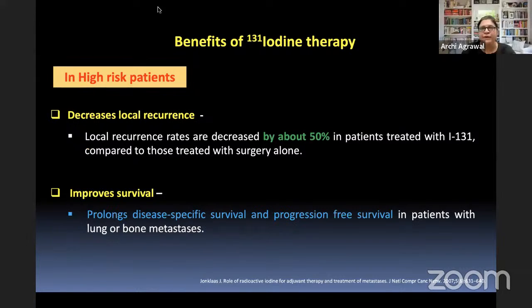So if we look at the benefits of radioactive iodine therapy in high-risk patients particularly, it will decrease the local recurrence rates by about 50% in patients who are treated with radioactive iodine as compared to patients who are treated only with surgery. It will improve the disease-specific survival and progression-free survival in patients who have lung or bone metastasis.